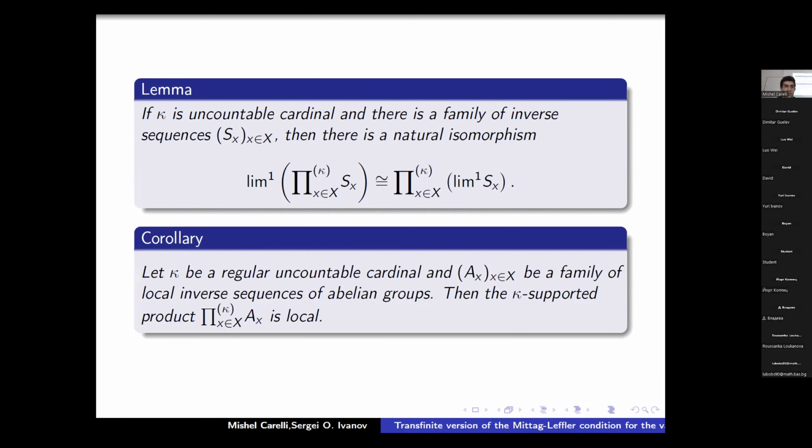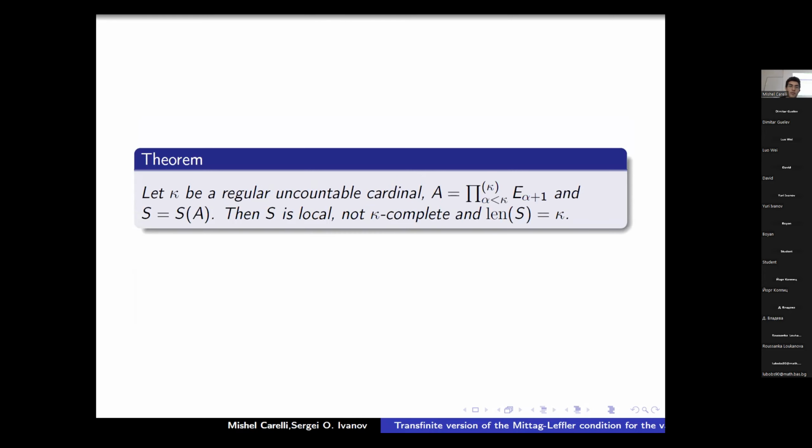The corollary from this lemma says that if we have K an uncountable regular cardinal and a family of local sequences of groups, then the K-supported product would be local, because all the limits of A_X and the derived limits of A_X are 0. Since the K-supported product commutes with the limits and derived limits, if we have this product, then it would also be local.